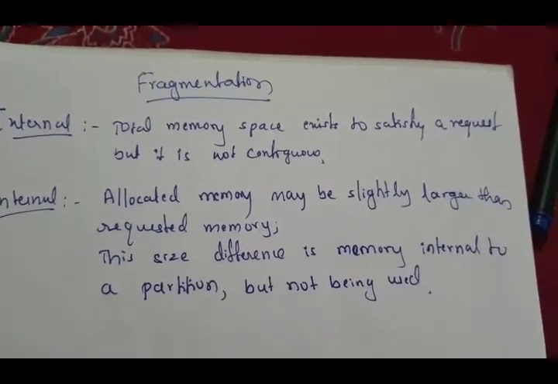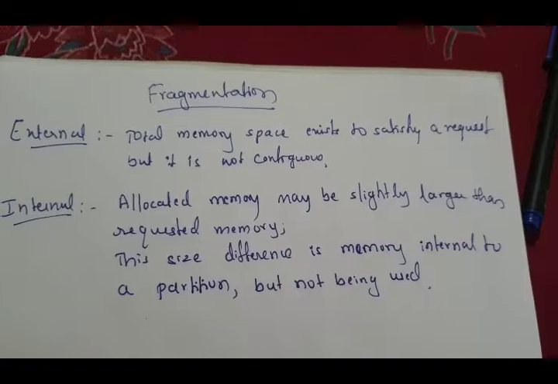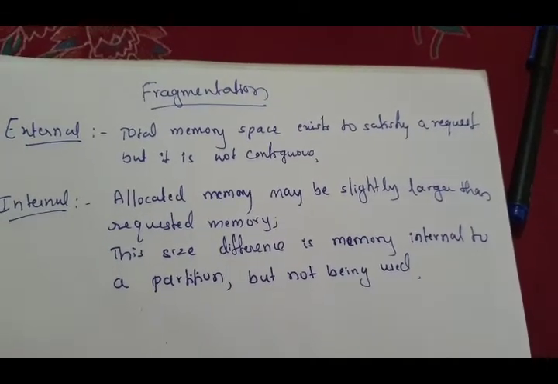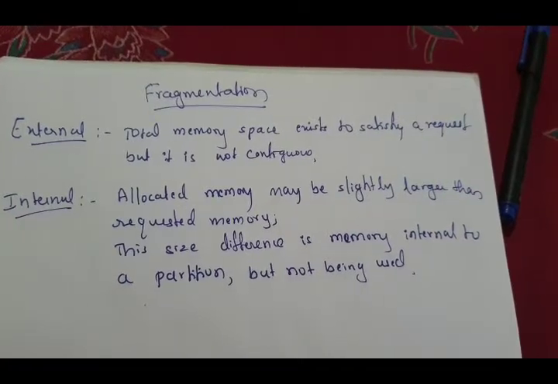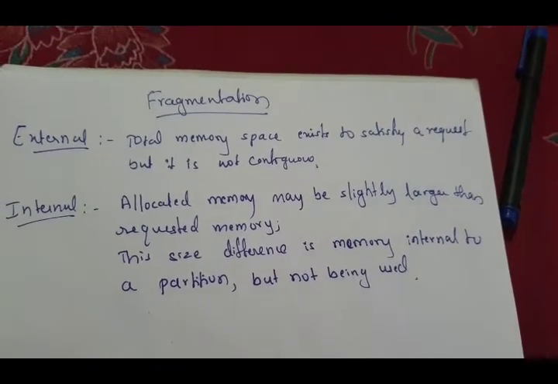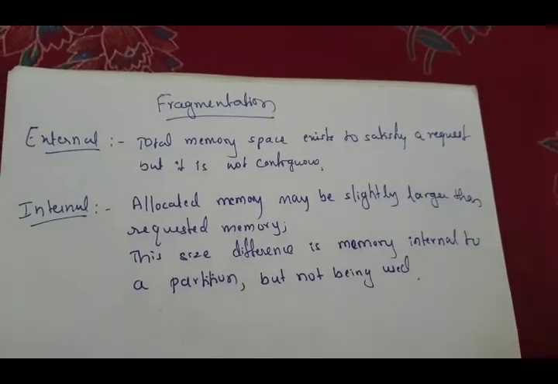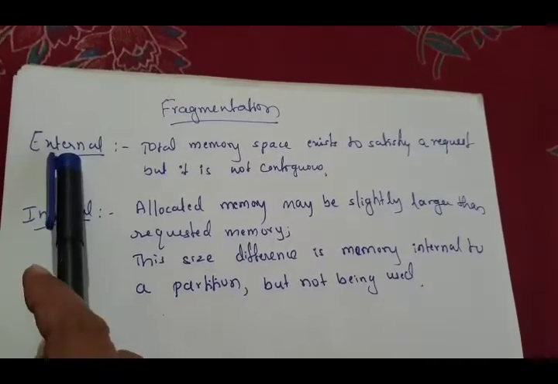Welcome back. Let us have a look at fragmentation, which we have calculated in the contiguous memory allocation algorithms, that is first fit, best fit and worst fit. Already we have seen these in the previous video lecture. Here you can observe fragmentation can be of two types. One is external, the other one is internal.